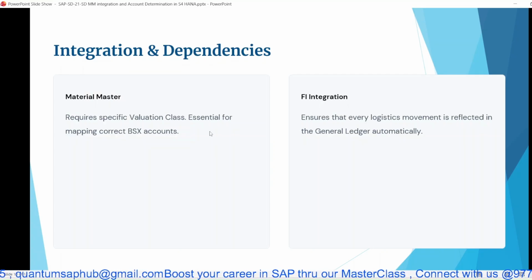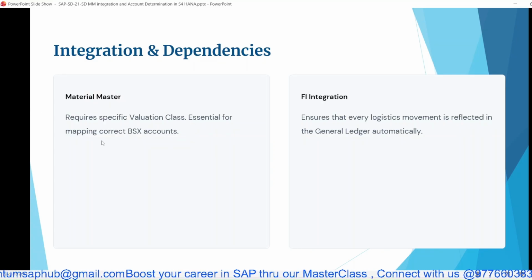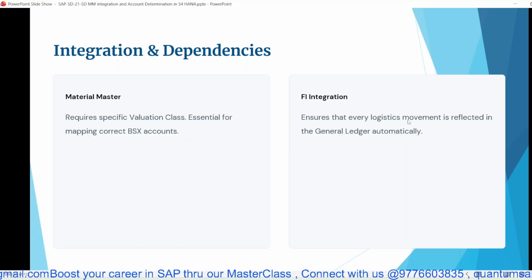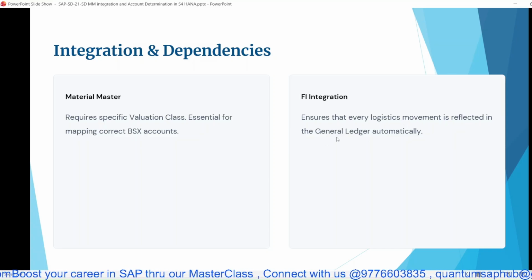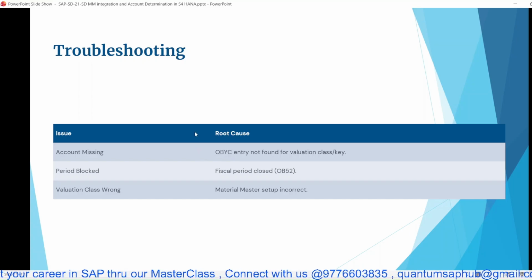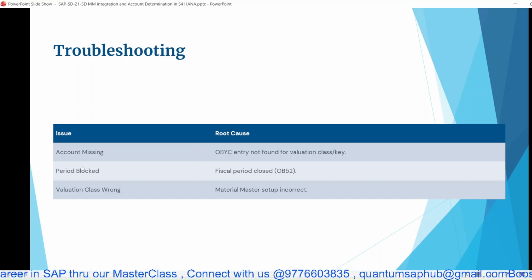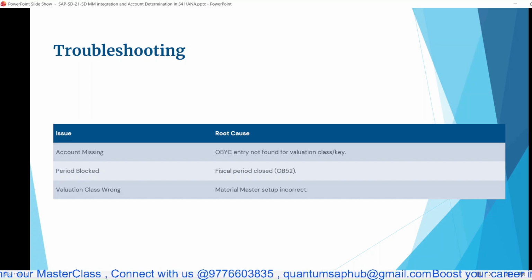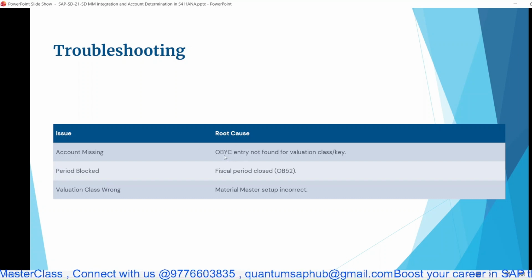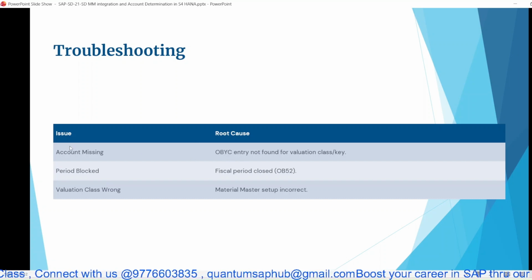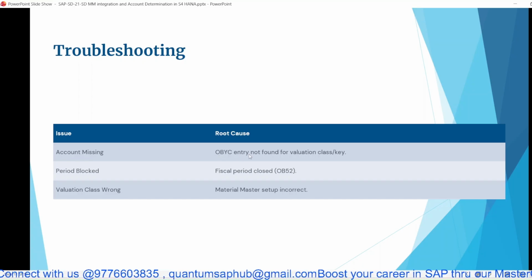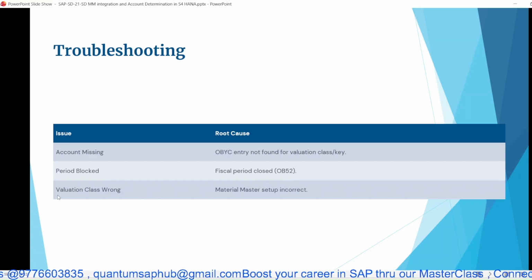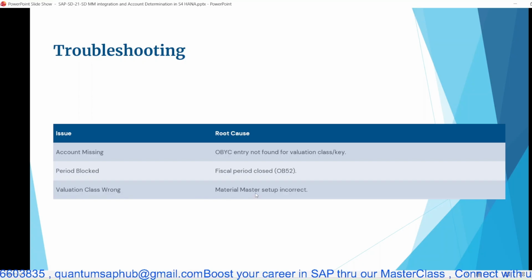Material master valuation class is essential for mapping the correct BSX accounts. FI integration ensures that every logistic movement is reflected in the general ledger account. I have also mentioned some troubleshooting cases over here, which will help you understand where OBYC plays a role. If the account is missing, you get an error message that the OBYC entry is not found. If the period is blocked, you have to open the fiscal period. If the valuation class is wrong, the material master setup is incorrect.